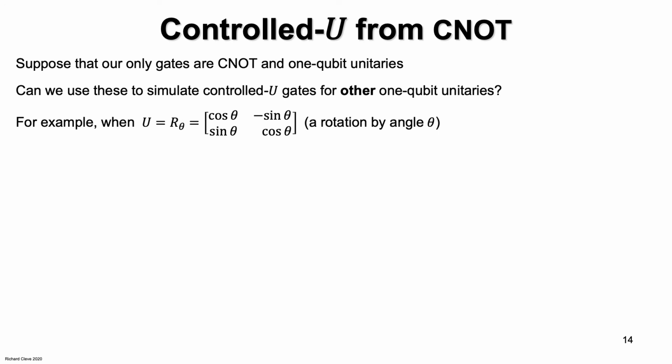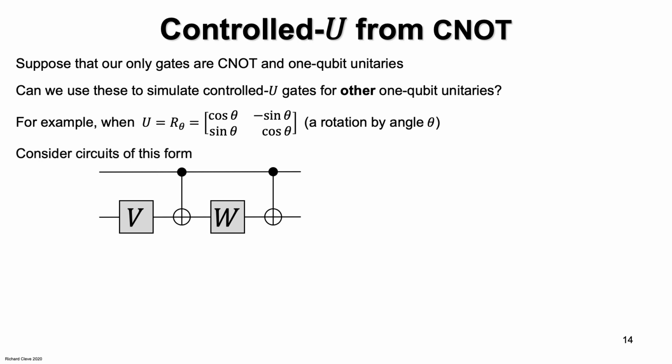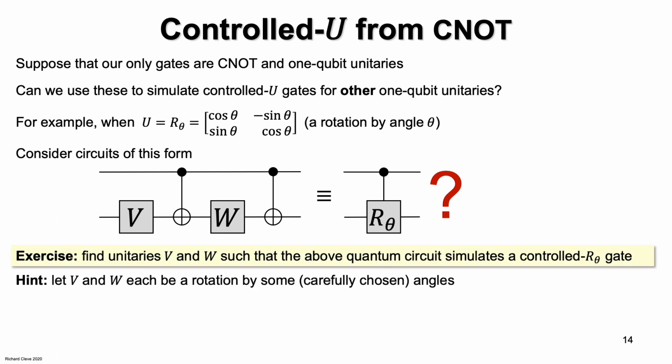Well, we can guess a few simple forms that the circuit might take. Consider a quantum circuit of this form. Do there exist unitaries V and W such that this circuit simulates the controlled rotation? The answer is yes, and I leave this as an exercise. A hint is to consider setting V and W to rotation matrices with carefully chosen angles such that the net effect of the circuit is the controlled rotation by theta.